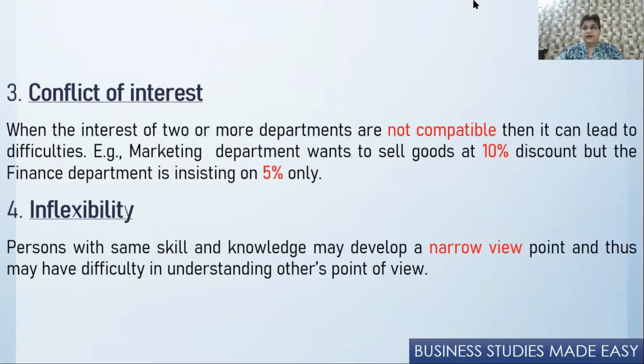And then inflexibility. Since the departments are created according to the function, now these people who are working in a particular department, like say marketing or finance or production, they think they're experts in that field and they don't listen to the others. Like for example, the marketing department says that they're making shampoos.